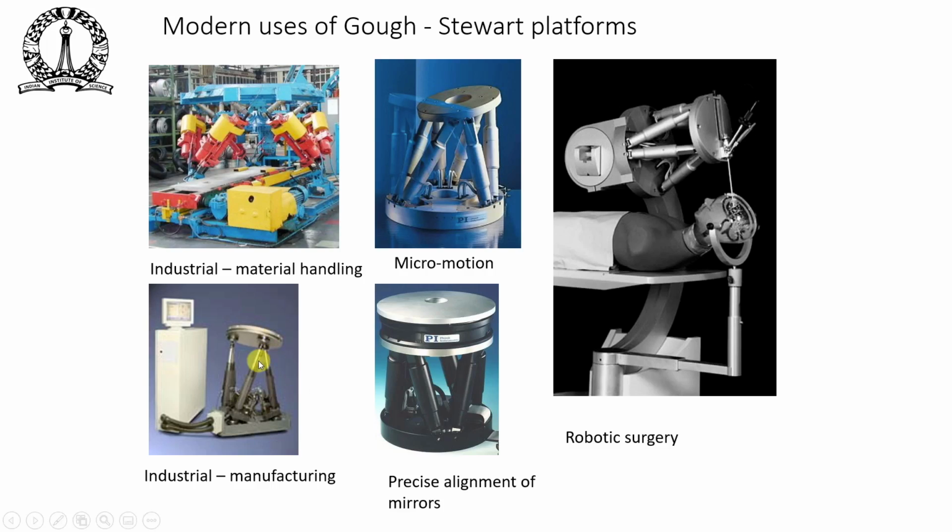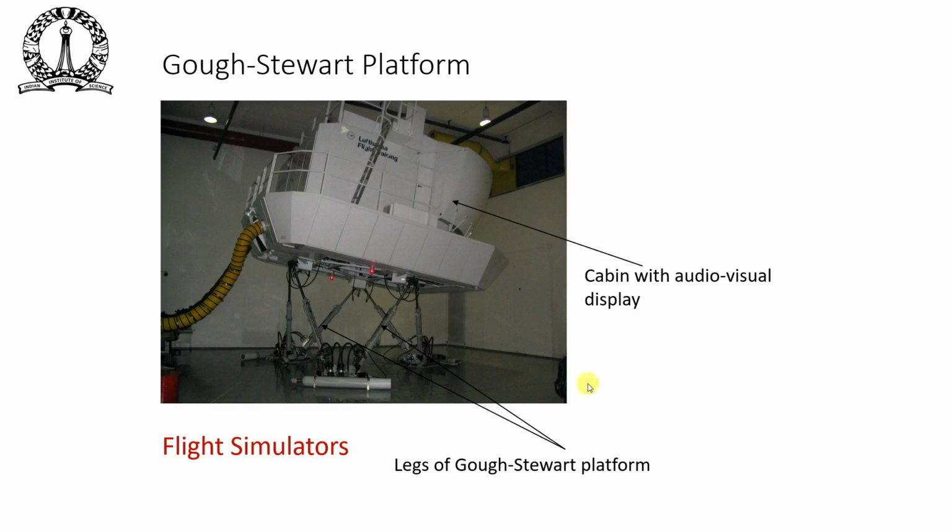It is also used in many industrial manufacturing setups. It is used for precise alignment of mirrors, and it has also been proposed, this is of course a schematic of a Stewart platform being used for surgery. The most popular and famous use of a Stewart platform is the flight simulator.